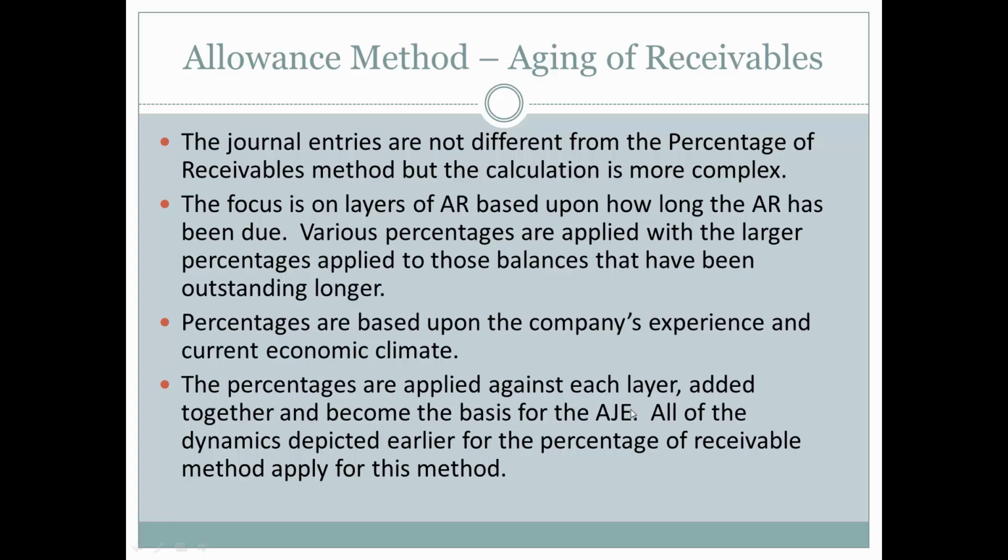And again, you'll have to calibrate it in relationship to the current unadjusted trial balance that is in the allowance for bad debt. All the dynamics depicted earlier for the percentage of receivable method apply for this method when you're talking about how to put together the adjusting journal entry.